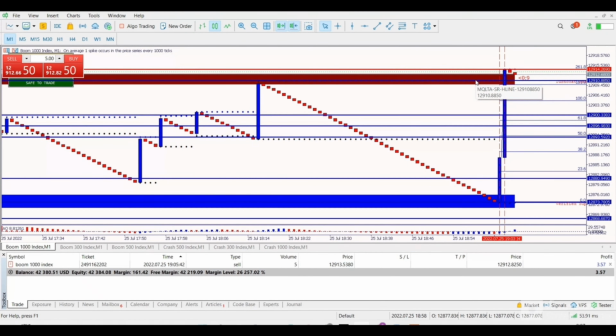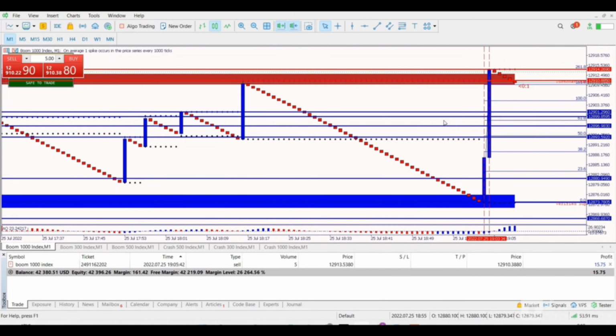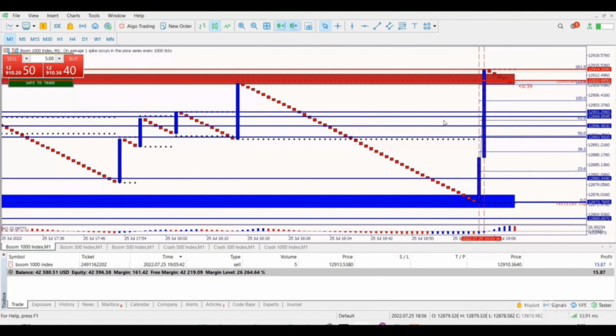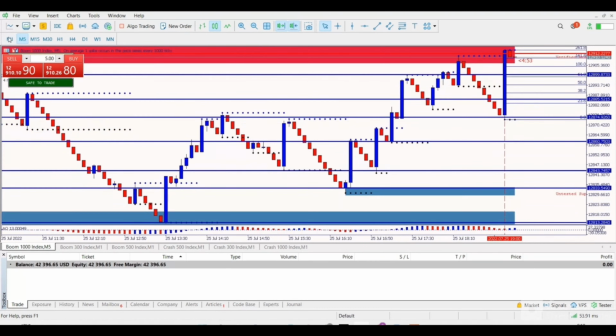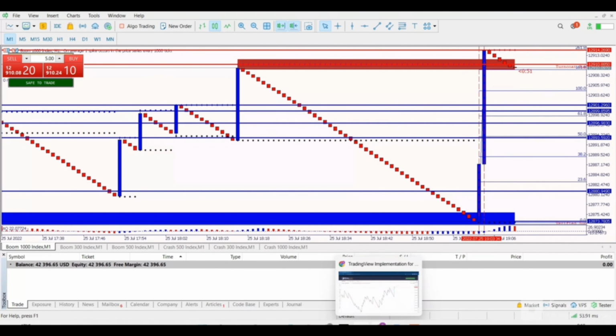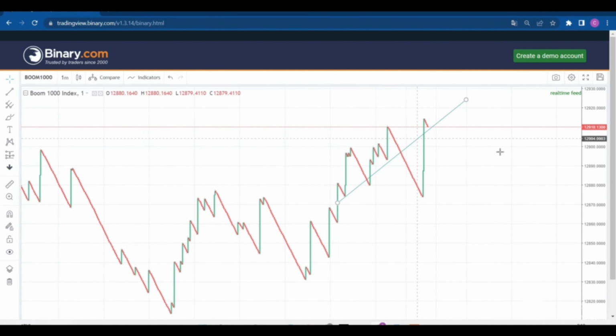So we just have to leave 5 candles. Just 5 candles is enough. As we can see, guys, the 5 candles have passed with a profit of $16. Now we have to close the operation and wait.